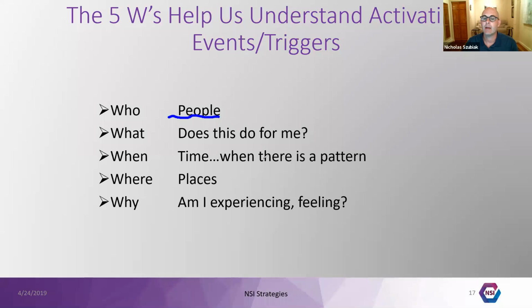When, the time: is there a pattern? Is it Friday night or payday? Are those the whens that I need to be really aware of, and that we need to help our patients identify and become conscious of? Places: are there places, neighborhoods that I need to be wary of, that I need to be mindful of, that I associate with using or buying drugs? And why? So why do I use? What am I experiencing? What am I feeling?